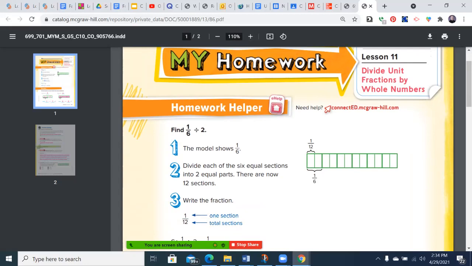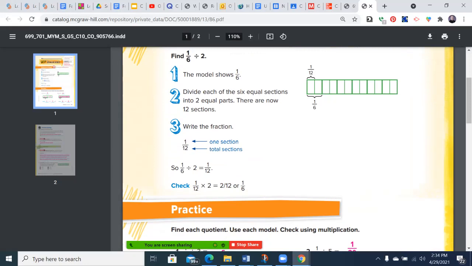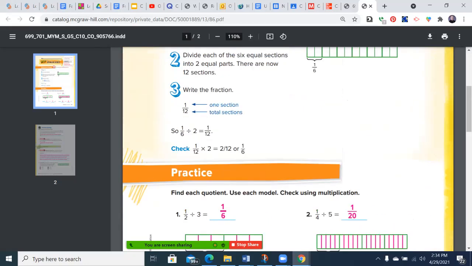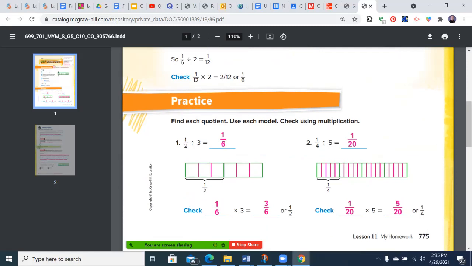So our unit fractions would be numbers like 1/6, where there's a 1 on the top and any other digit but 1 on the bottom, and dividing it by 2. So you can see here that 1/6 divided by 2, we split it up, we get 1/12. And you can see it as the check with the multiplication. 1/2 divided by 3 was 1/6. 1/4 divided by 5 is 1/20.